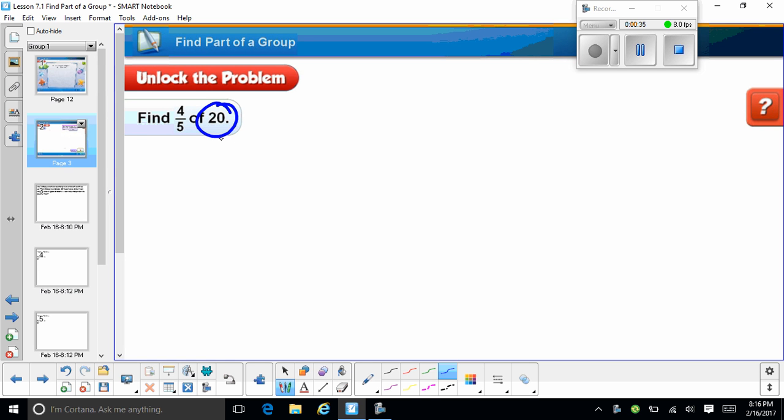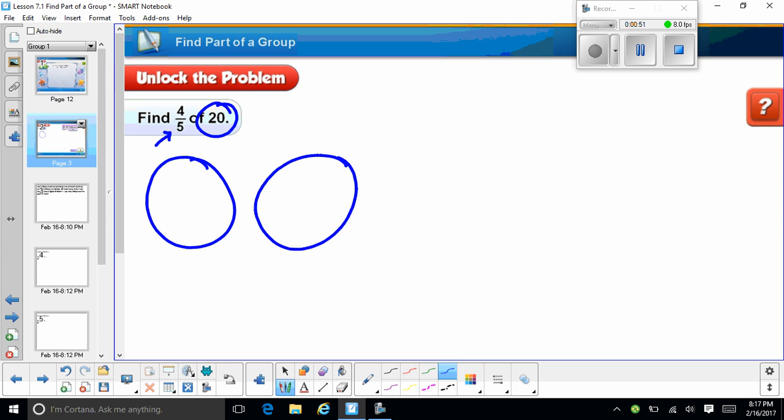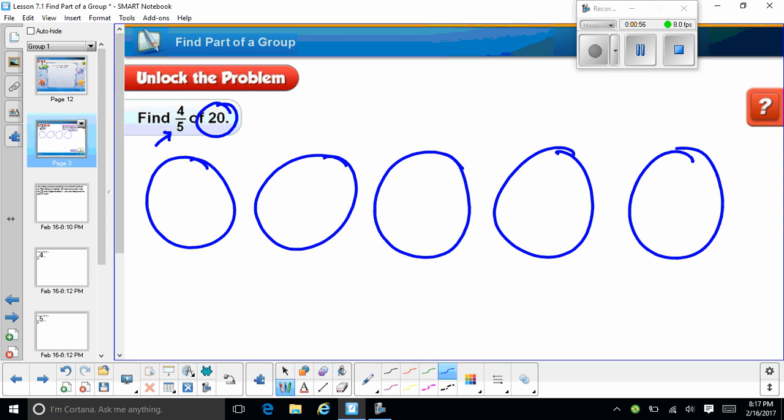One way that we do this is by creating a model. When we're creating a model, you want to take a look at your denominator. Your denominator tells you how many groups you want. So in this case, I want 5 groups. 1, 2, 3, 4, 5.